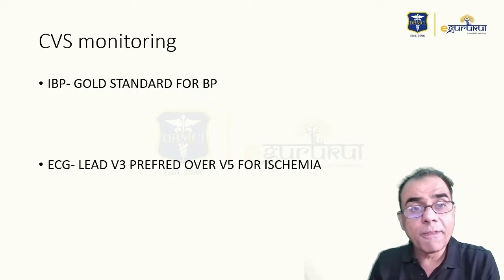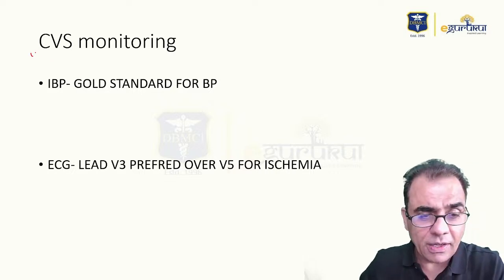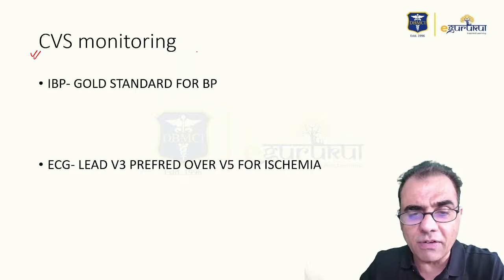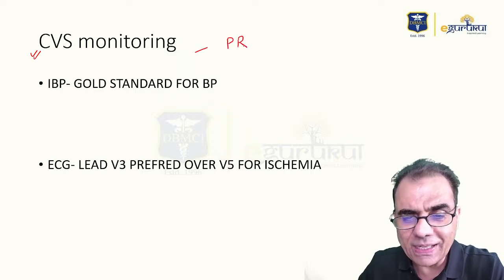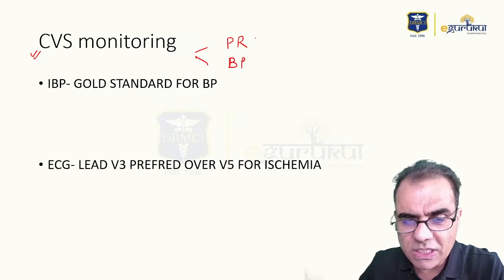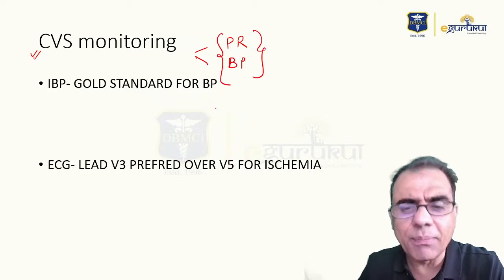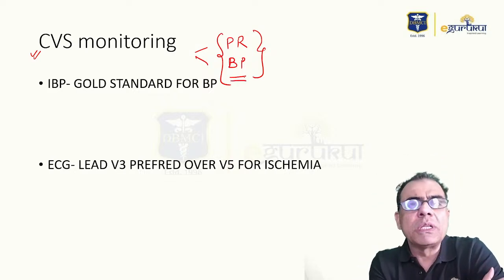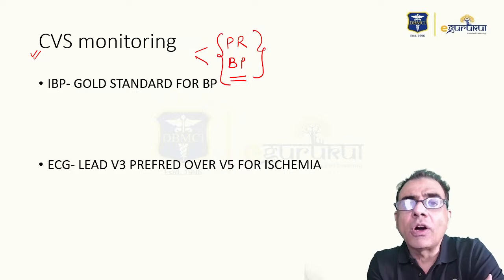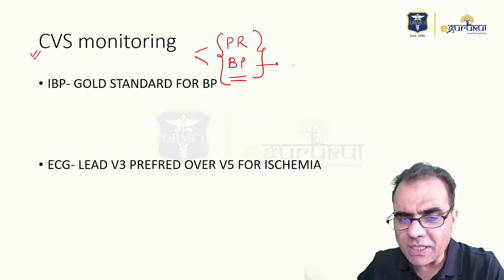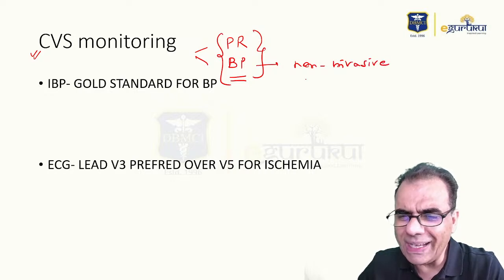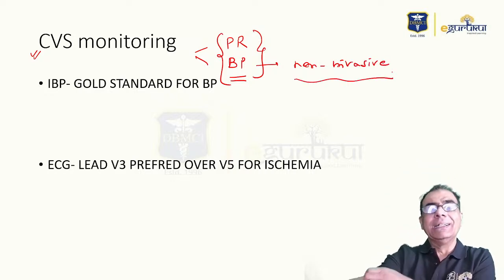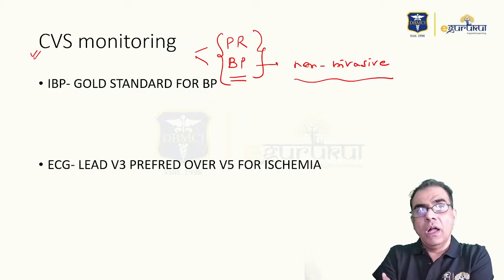Cardiovascular monitoring. Cardiovascular monitoring, the most basic cardiovascular monitoring is pulse rate and blood pressure. So this is the most basic, pulse rate monitoring and blood pressure. Now blood pressure generally we are measuring with sphygmomanometer, non-invasive. So normally blood pressure what we are measuring is non-invasive. Non-invasive means we are not cannulating any artery. Non-invasive. And they are automatic.